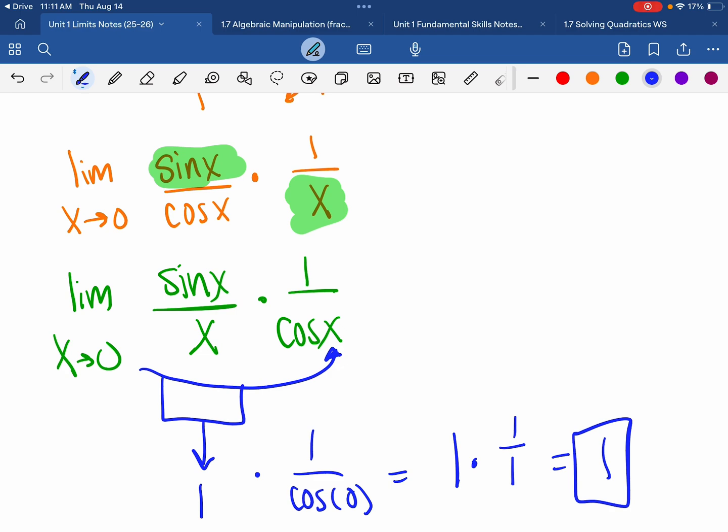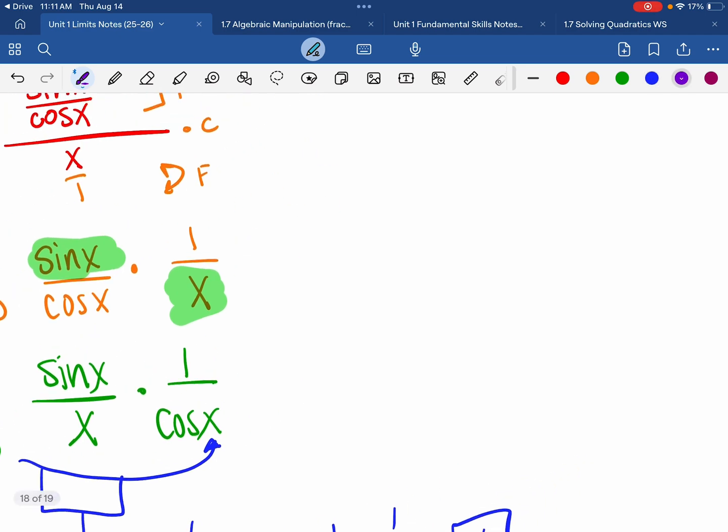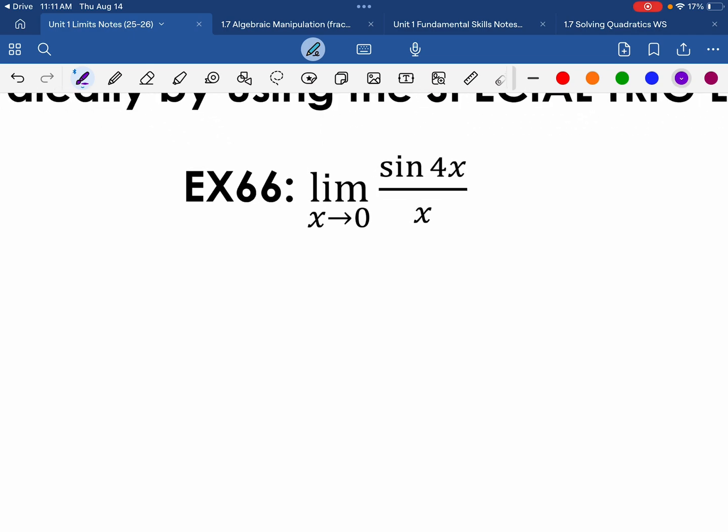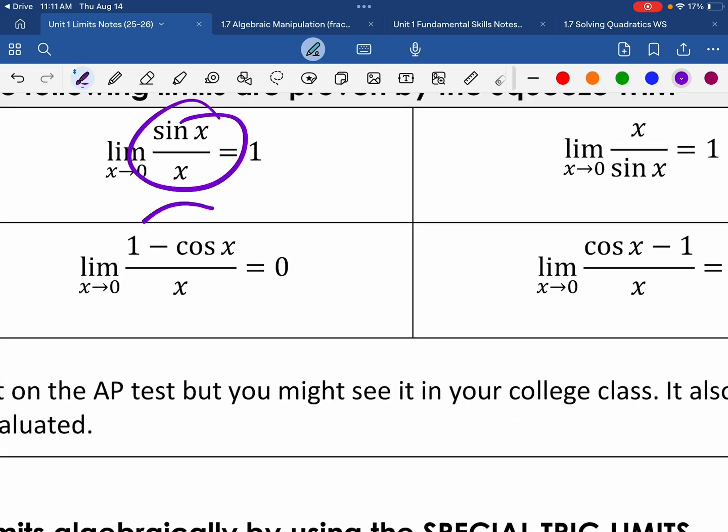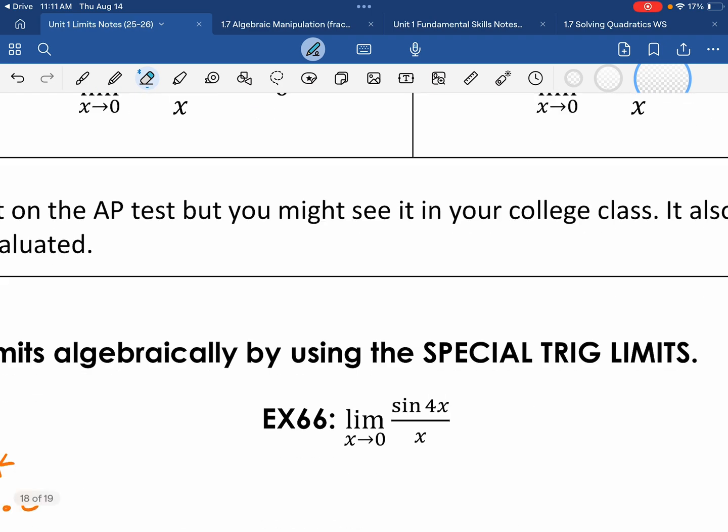Does that kind of make sense? A little bit, maybe? So it's just like the trig identity. Kind of, yeah. My goal for this is to get it to look like one of these. So it's like trig identities, but you can't see that. I want to get it to look like one of these.